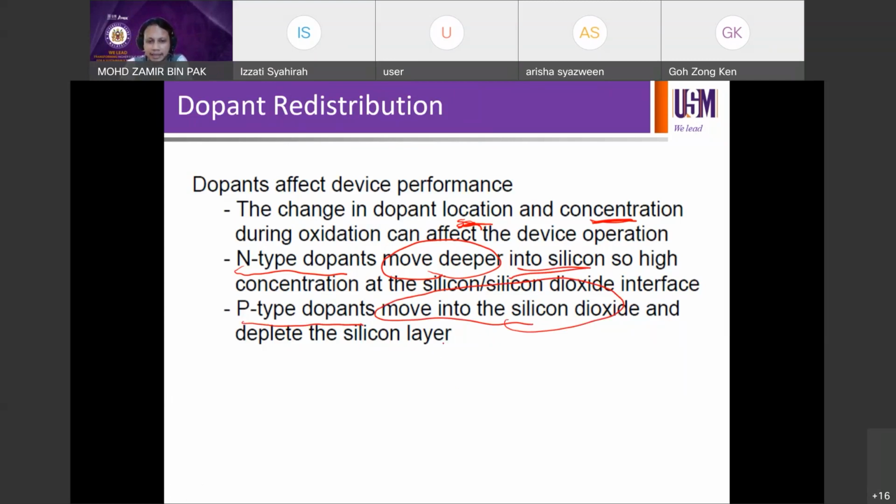So, do you expect in the second case, where P-type dopants move into silicon dioxide and deplete the dopants from the silicon, M to be less than 1 or more than 1? Anyone? Less than 1? Any other answers?